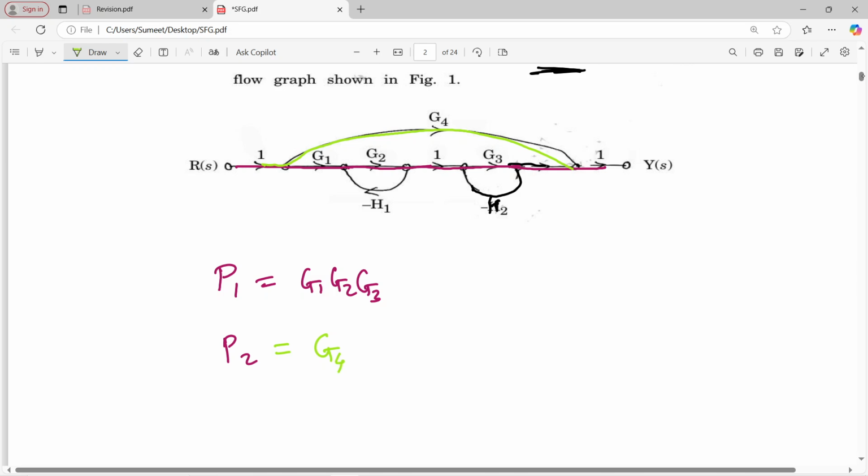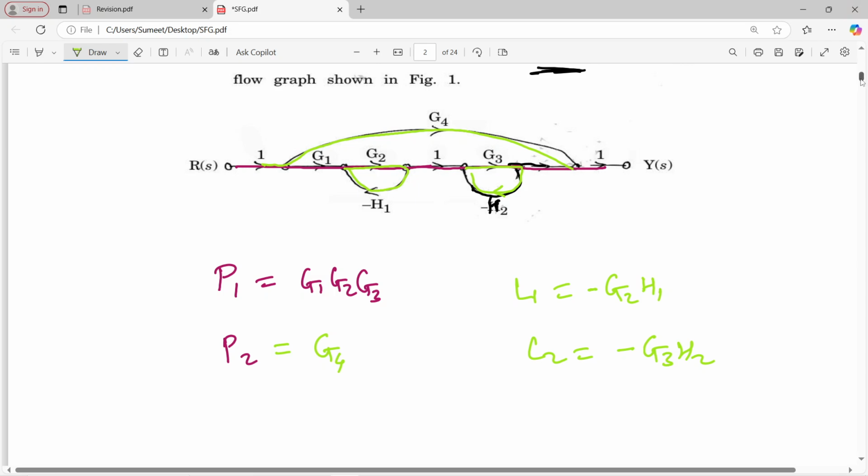Now we have to find out the number of loops. So this is your loop. This is your first loop. So loop 1 is G2 into minus H1, that means minus G2 H1. Now your second loop, G3 into minus H2. So your loop 2 is minus G3 H2. So these are your forward paths and your loops in the given signal flow graph.